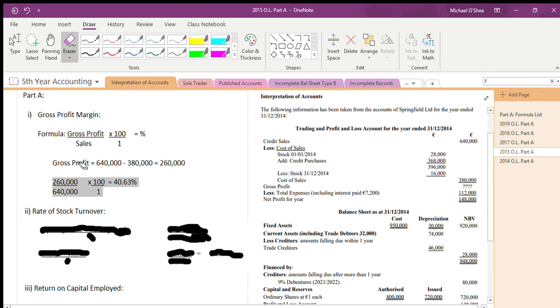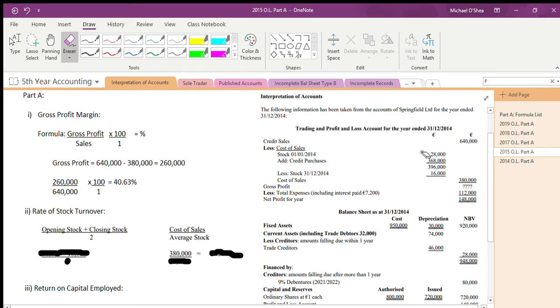Again, I've just copied in from the marking scheme the rate of stock turnover. My rate of stock turnover, how do I get it? Well, my formula for it is here. It's cost of sales divided by average stock. Cost of sales I'm given to be 380,000. So that's my cost of sales. But I don't know what my average stock is yet, because it's not something you're ever given in the question. But I do know it's opening stock plus closing stock divided by 2.